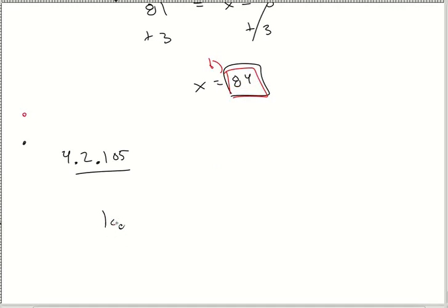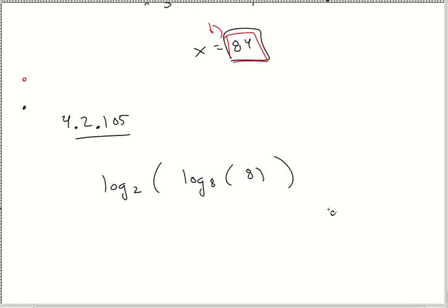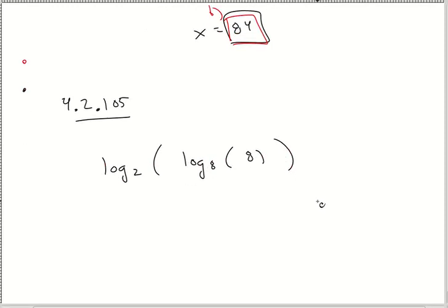42105. I've got log base 2 of log base 8 of 8. Now, this one's just strange to me. How can you have a log of a log? I don't even know how that's applicable to anybody. But, hey, it's a math problem on your homework, so let's do it.